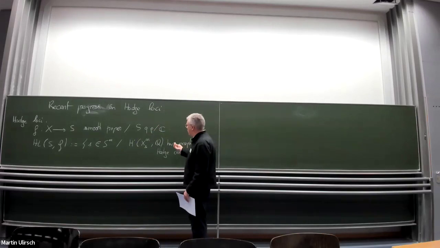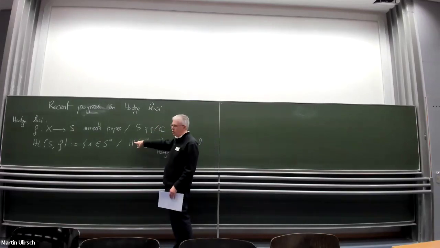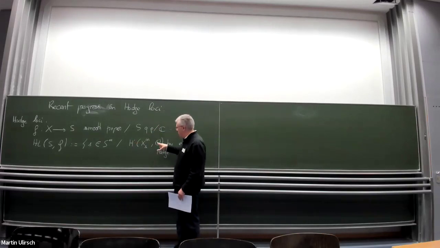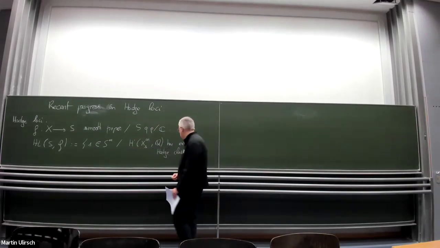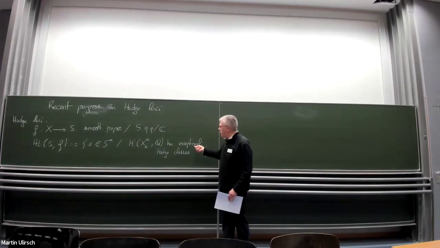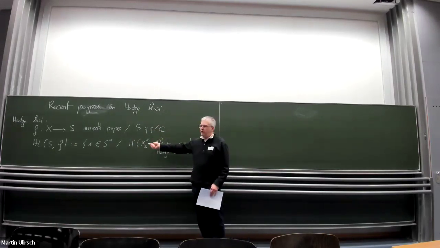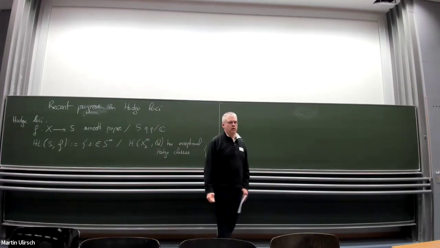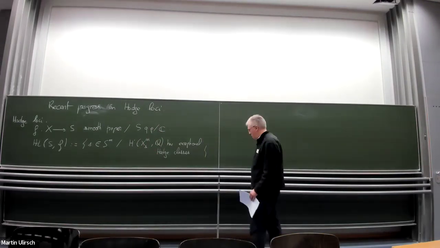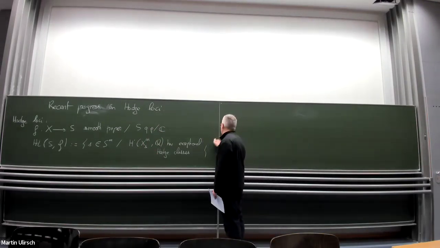I remind you that a Hodge class, if you look at the cohomology in degree 2i, will be a rational class which is in H^{i,i}. And by exceptional, I mean that if you look at the nearby fibers, then at that point you have more classes than in the nearby fibers. So it is just a subset of S.